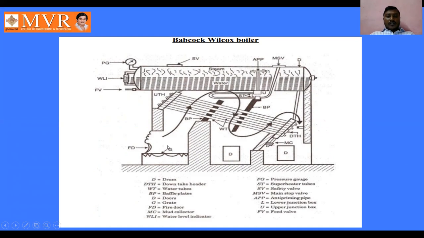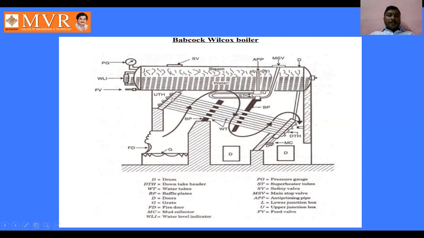By using this fire door, we feed coal onto the grate. After complete combustion takes place, the hot gases rise up onto the water tubes. These hot gases circulate among the water tubes in a zigzag way, and at last they are dispersed into the atmosphere. Due to these hot gases, the water in the tubes is heated and converted into steam.